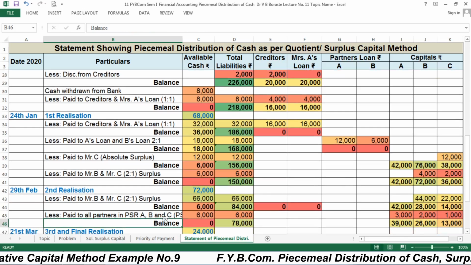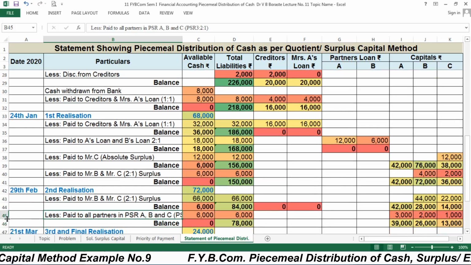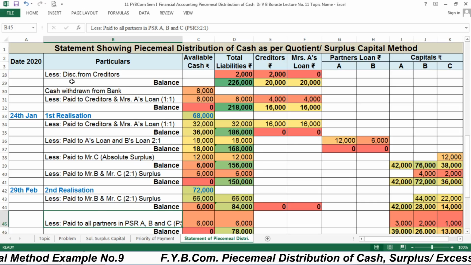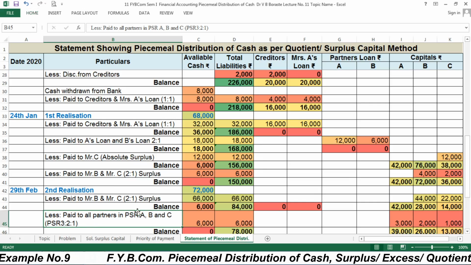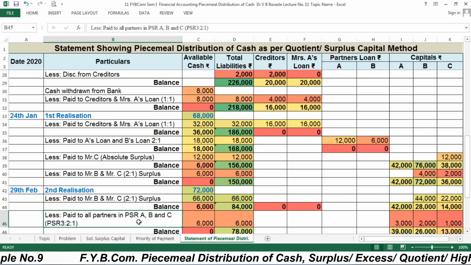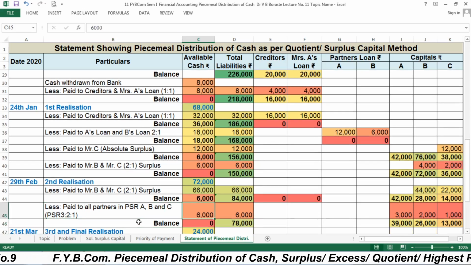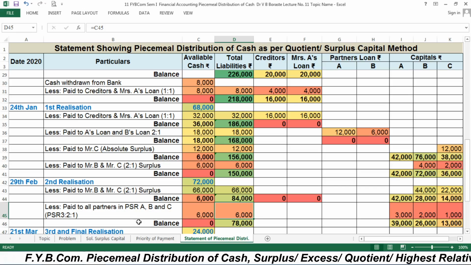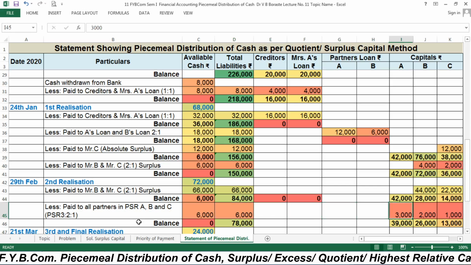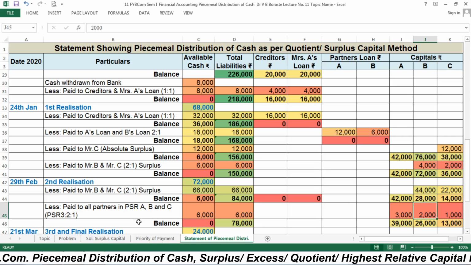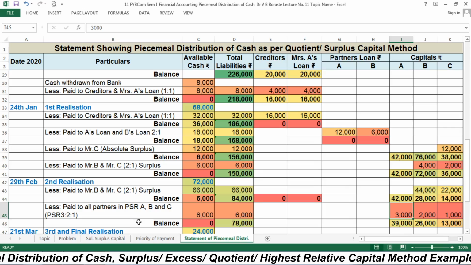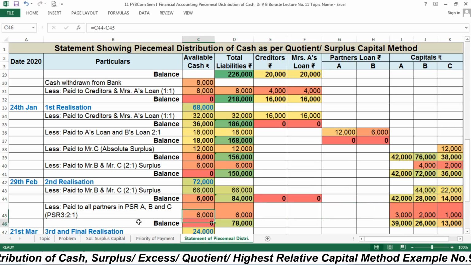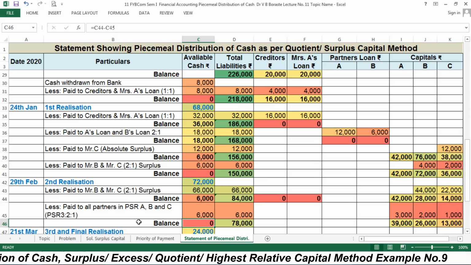So what is the profit sharing ratio? 3 is to 2 is to 1. So you can pay in the profit sharing ratio, that is 3 is to 2 is to 1. Cash will be reduced by 6,000. Total liability again will be reduced by 6,000. Mr. A will get 3,000, Mr. B will get 2,000 and Mr. C will receive 1,000 as cash. So here the total cash is now again nil. That means we paid all the liabilities.